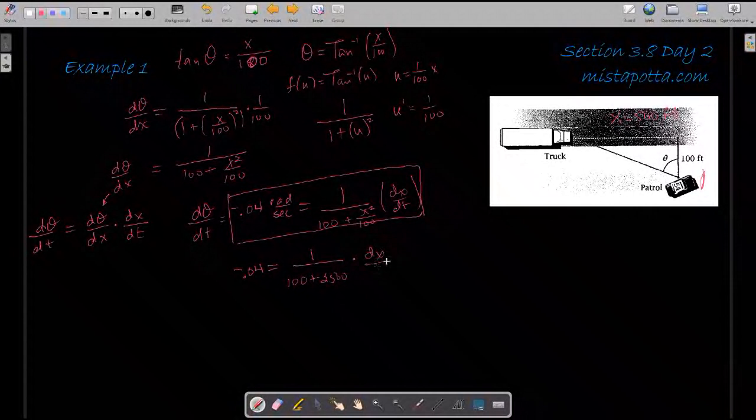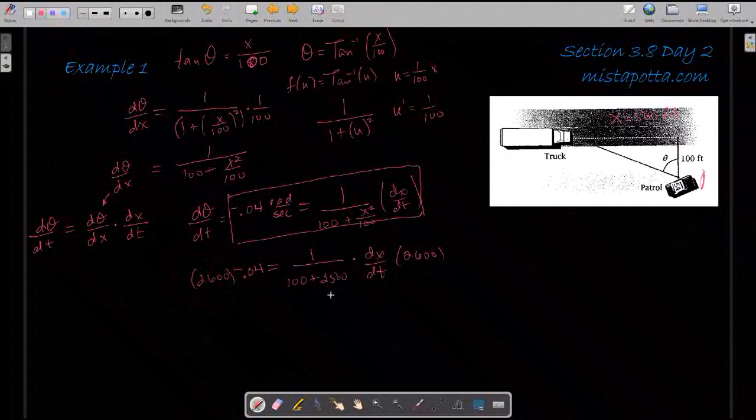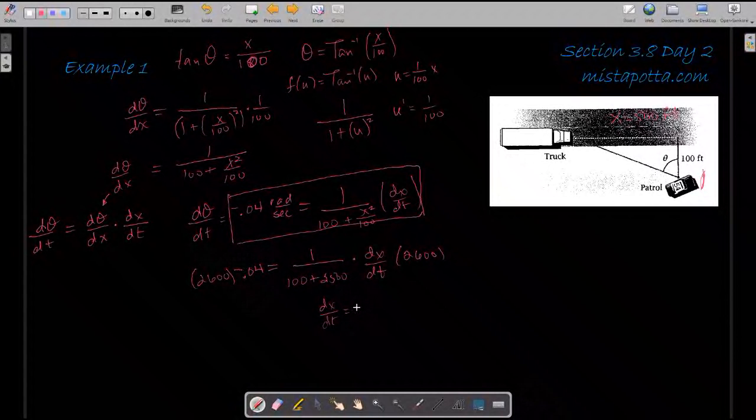times dx dt. And so that means if I want to solve for dx dt, all I need to do is get rid of this denominator. In other words, multiply both sides by 2,600. And so when I do that, I find out that dx dt ends up being 2,600 times negative 0.04, or negative 104.